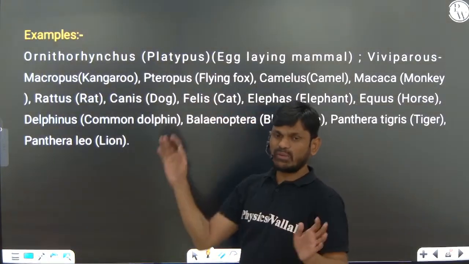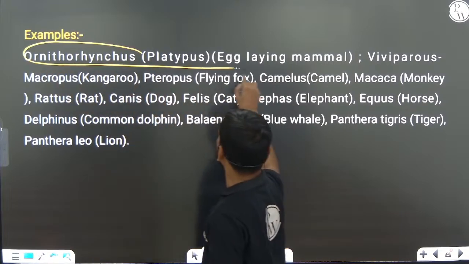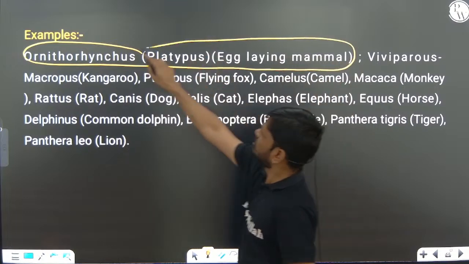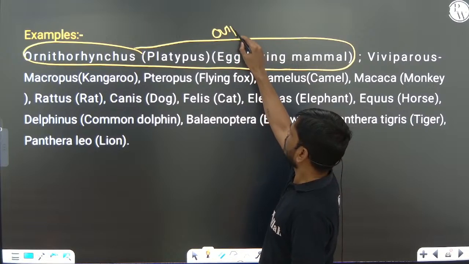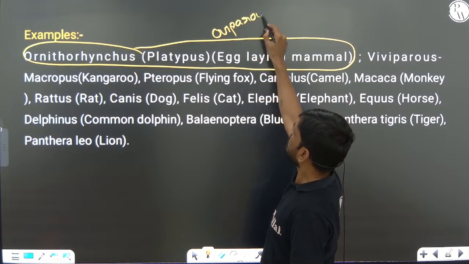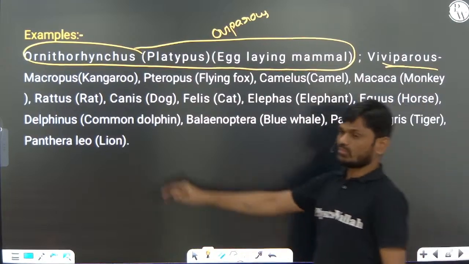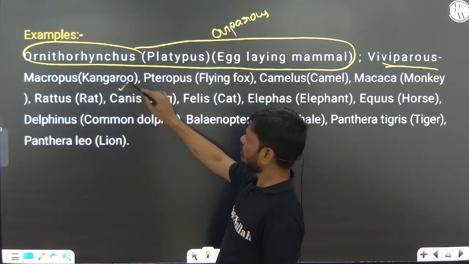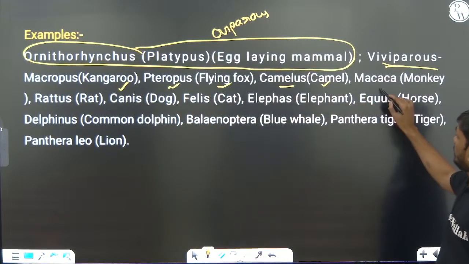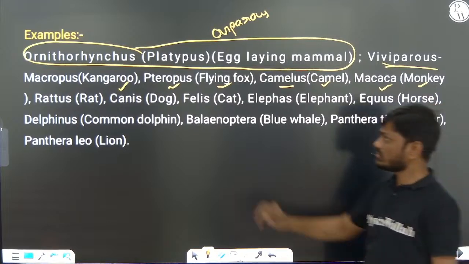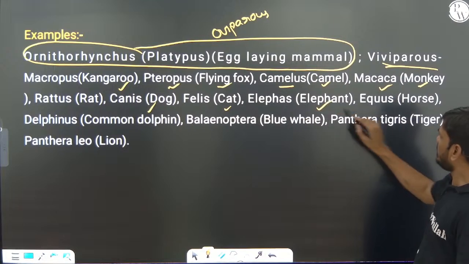So all mammals are viviparous except Ornithorhynchus, the platypus. This is an egg-laying mammal, oviparous. The remaining are all viviparous. Macropus, kangaroo. Pteropus, flying fox. Camelus, camel. Macaca, monkey. Rattus, rat. Canis, dog. Felis, cat. Elephas, elephant. Equus, horse.